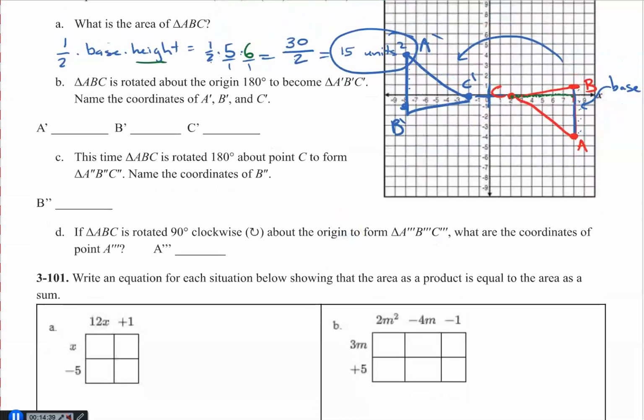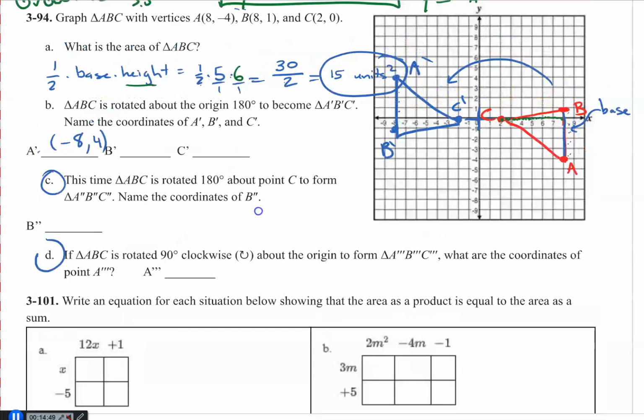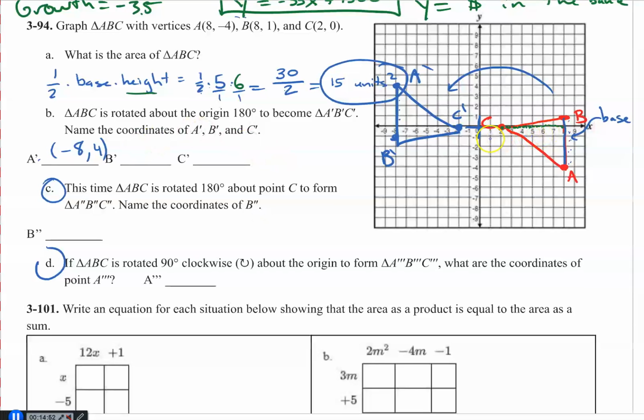Oh, and we're supposed to name the coordinates. So I'll let you do C and D. Let's name those coordinates real quick. A prime is going to be -8, 4. B prime is going to be, let's see, -8, -1. And then C prime, that's going to be -2, 0. So you notice it has the same coordinates as A, but every number has flipped. So like 8 became -8, -4 became 4. 8 is -8, 1 is -1. So you can notice that.